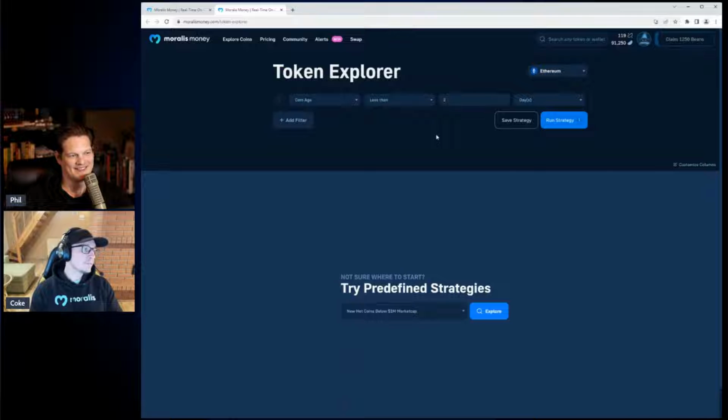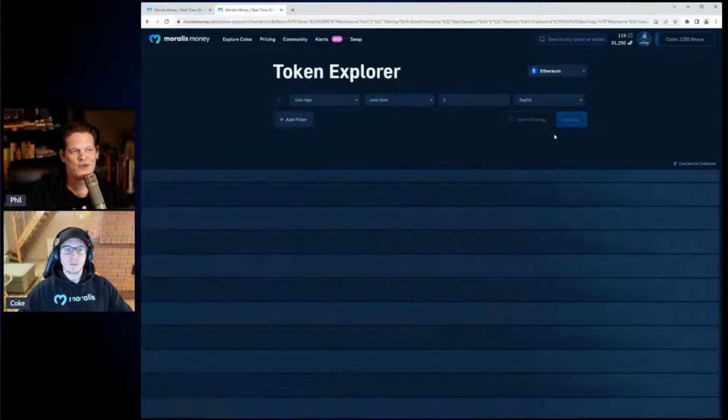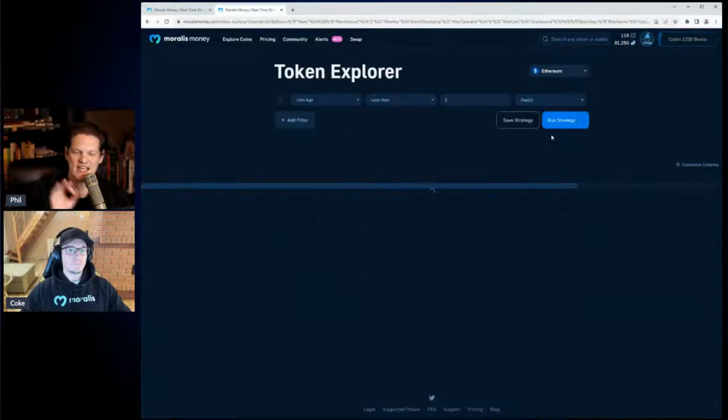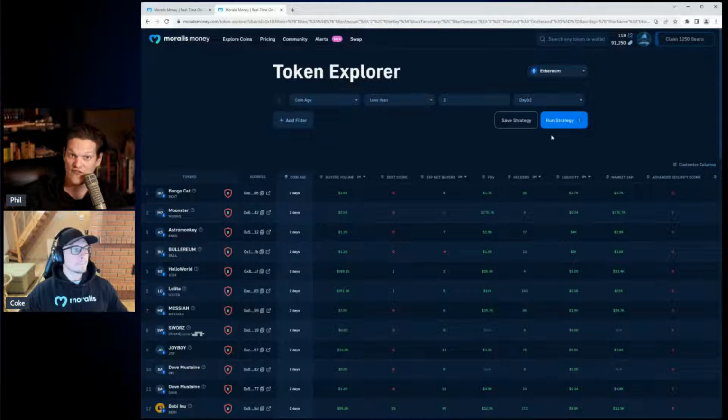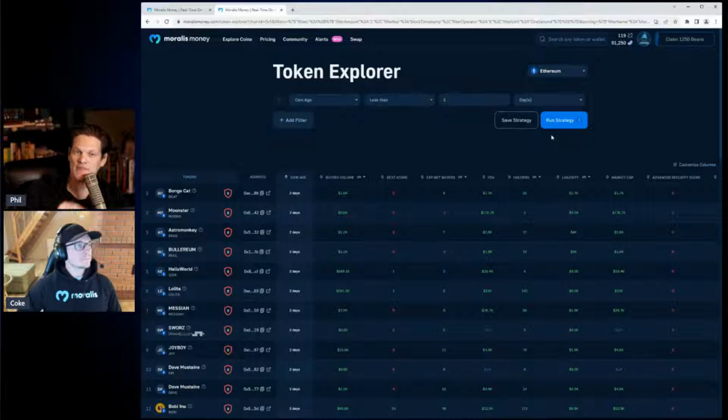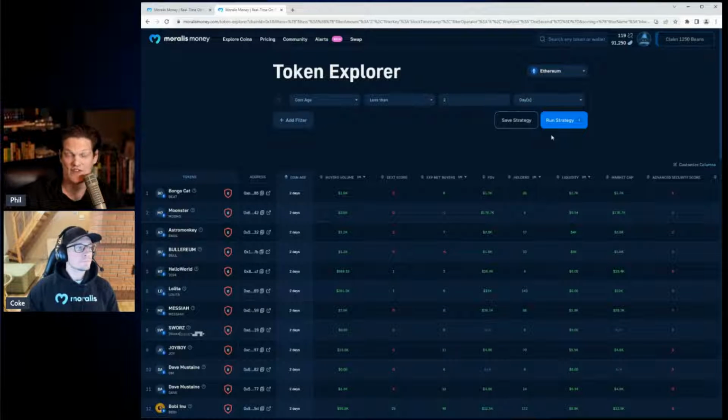The simple reason why we put in 2 days is that maybe sometimes you will come in the morning, sometimes you come later in the day. So if you have 2 days, you make sure that you don't miss any coins that are going to be minted on the blockchain. This is a great filter to start with, folks, because even if you're checking out the free features of Moralis Money, you're still going to be able to use that coin age filter right off the bat.